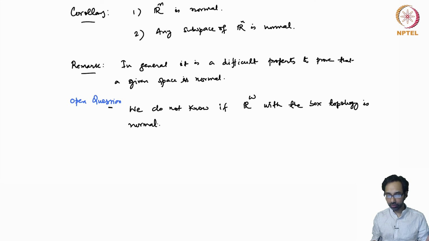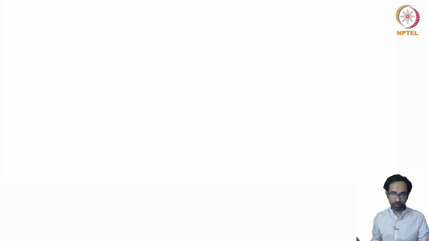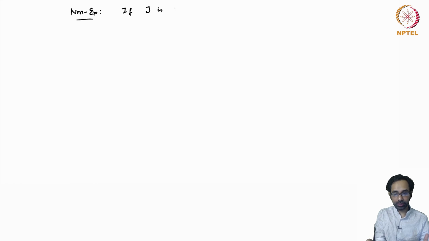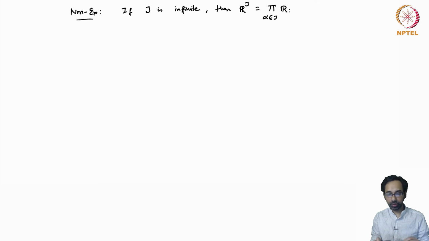So to give some more examples, or rather let me give a non-example of a space, so a space that is not normal. So non-example. So if J is infinite, then the countable product R^J, which is just the product of uncountably, so this is uncountably infinite, is uncountable, then R^J is not normal.